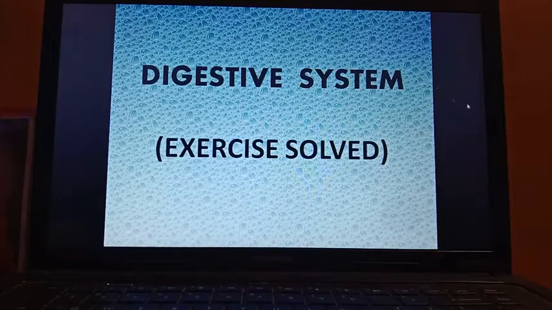So according to the book Candid ICSE Biology Standard 6, the chapter digestive system, the first exercise is: name the following. First question, a part of tooth. The answer should be enamel.